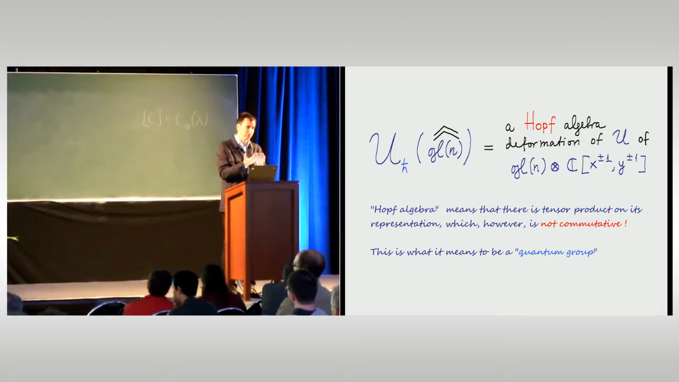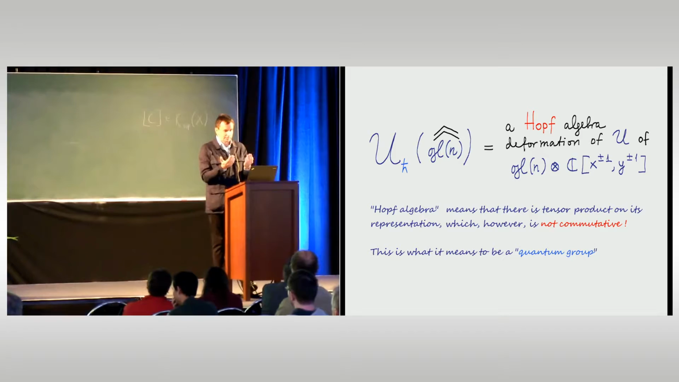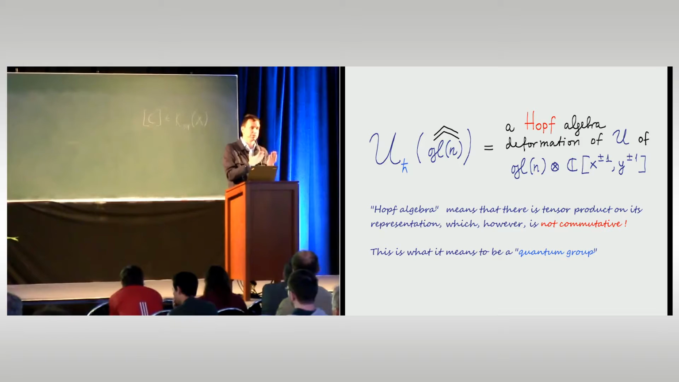However, this tensor product of modules is not commutative, in the sense that if I have a module V1 and a module V2, and I take their tensor product in a certain order... If a group acts on V1 tensor V2, it also, of course, acts on V2 tensor V1, and if I just permute the tensor factors, that's an intertwiner for the group action, which is not the case for this deformation. This is what it means to be a quantum group: when it acts on the tensor product, it acts in a way which distinguishes between the order. You can tensor multiply in one order, or tensor multiply in another order.